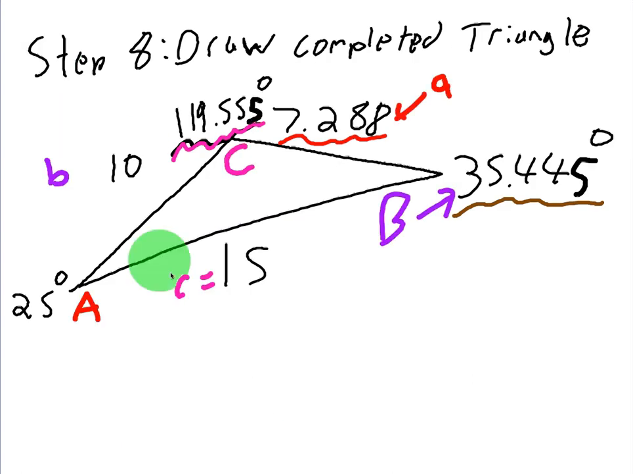Alright, and here's my final triangle with law of cosines. You should just have one answer. Big C, 119.555. Little c, 15. This is our biggest angle, so the biggest side should be opposite that, and that is the case. Our next biggest angle is 35.445, which is big B. We can see opposite that is our next smallest side. And then finally, our smallest angle is 25, big A. Opposite that should be our smallest side, which is 7.288. So that's one way of checking your work.